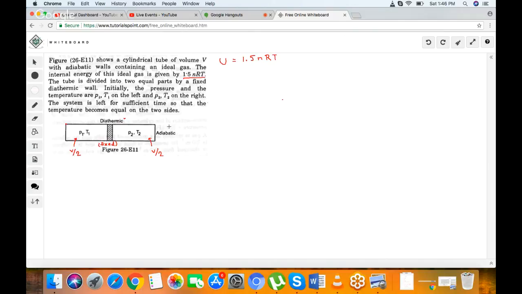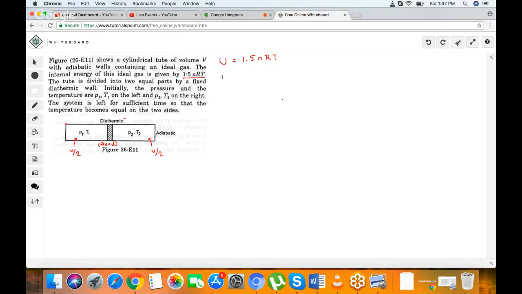Okay. So the system is left for sufficient time so that temperature becomes equal on the two sides. So this system is left for a long time and this diathermic wall will conduct heat from the higher temperature and give the heat to the lower temperature. It will conduct the heat as long as there is a temperature difference. So as soon as the temperature becomes uniform, the heat transfer will stop.